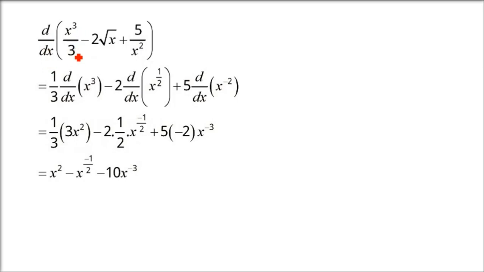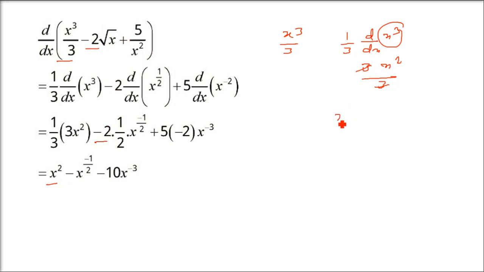Next is x cube by 3. So we'll take the different terms one by one. x cube by 3: 1 by 3, don't worry about that. d by dx of x cube, that is n x to the power n minus 1, 3x to the power 3 minus 1, that is 3x squared, and 3 gets cancelled, so x squared. Minus 2 under root x: minus 2 remains like this. What about under root x? Under root x, you have x to the power half.